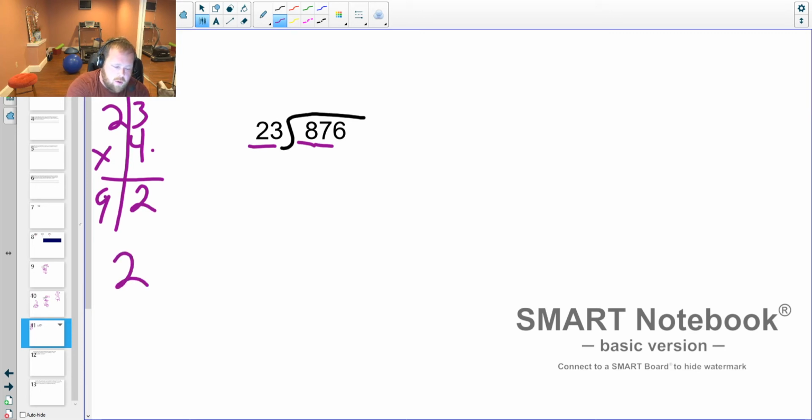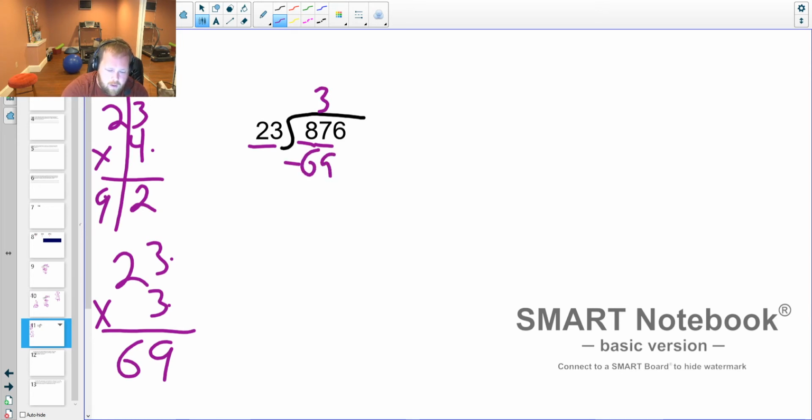So we're going to do 23 times 3 equals 3 times 3 equals 9. 3 times 2 equals 6. So 69 is what we're going to use. So I'm going to put the 3 right here. Minus 69. Oh, another lollipop. Oh my gosh.